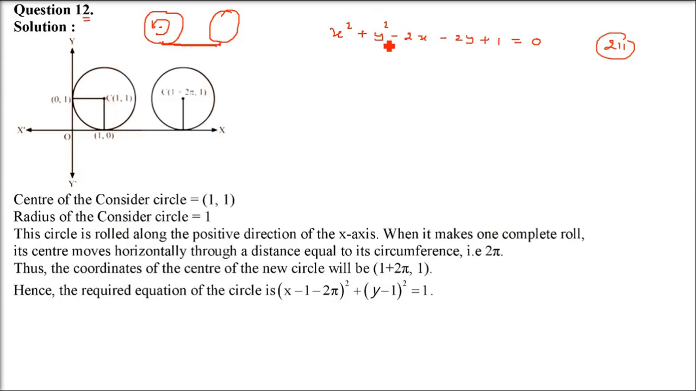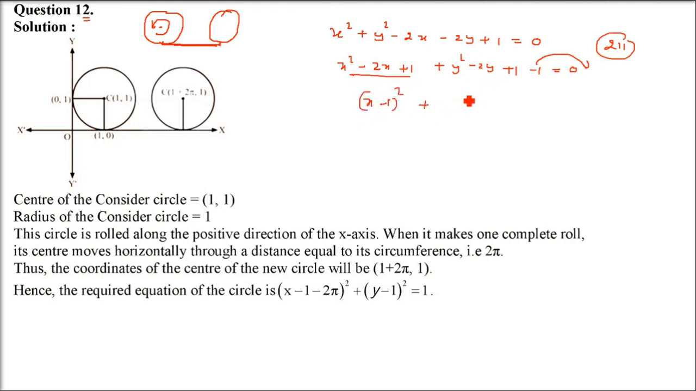So what we see here is this circle. Let me make this in a proper form which we know. So this is x square minus 2x plus 1, y square minus 2y plus 1, and I'm just subtracting 1 because I've added an extra 1 here.